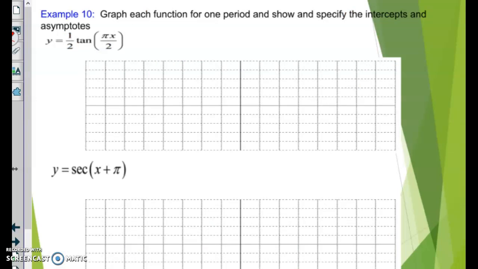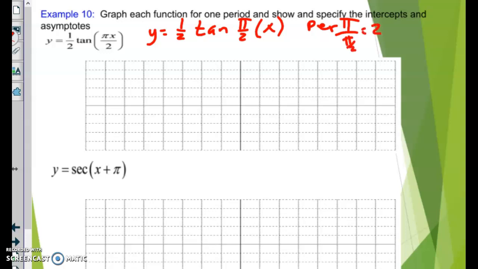Now, if I wanted to graph some of these that are not standard, let's take a look at this. I'm going to put it in standard form and then write a bunch of things. Tangent of pi over 2 times x, getting the x by itself. We know our period here is pi because it's a tangent divided by pi over 2, which gives me a period of 2. And we have an amplitude of 1/2, which means it's going to be flatter.